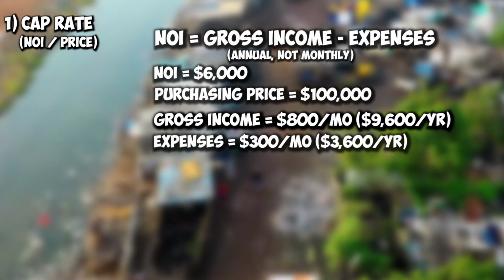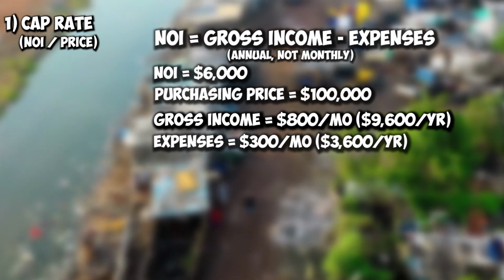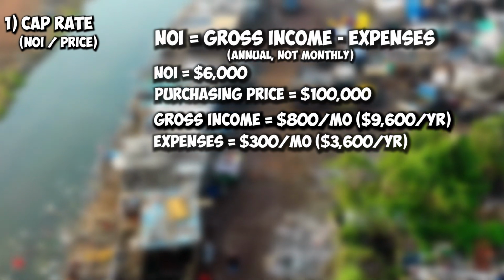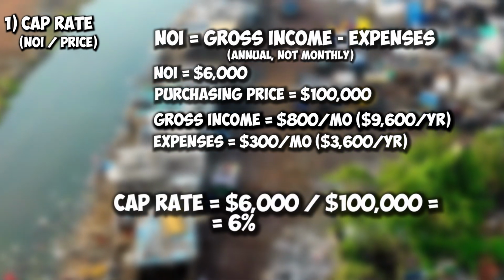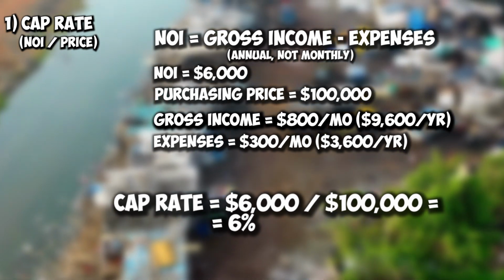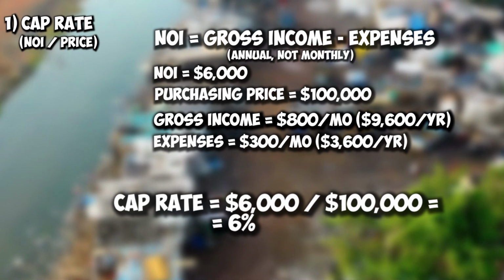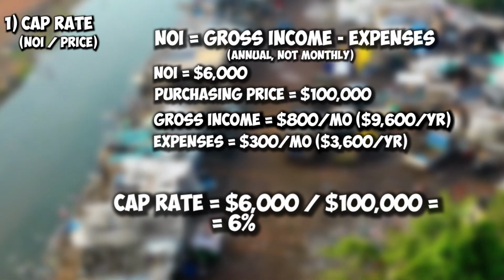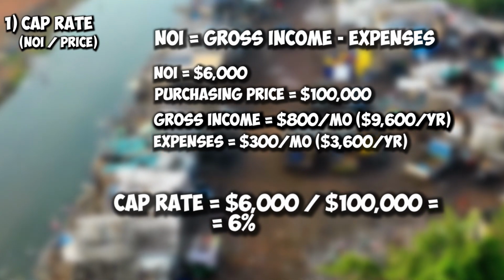You have a selling price of $100,000. That's the money you spent on this house. So your cap rate will be net operating income divided by the selling price. $6,000 divided by $100,000, which is 6%. A 6% cap rate is actually pretty good, especially for some really expensive areas like Cali or New York.